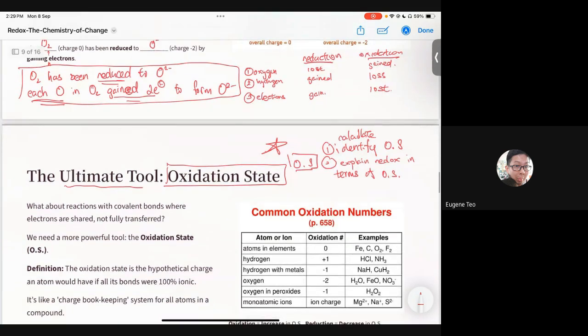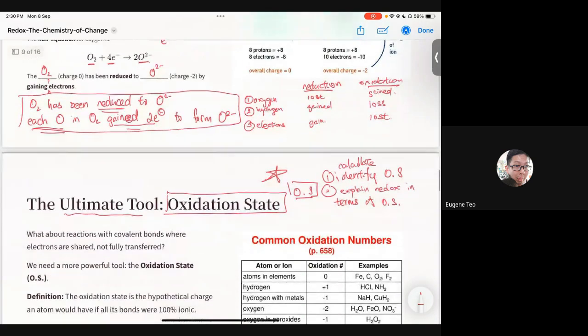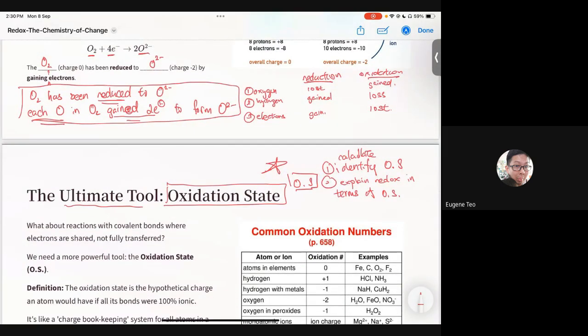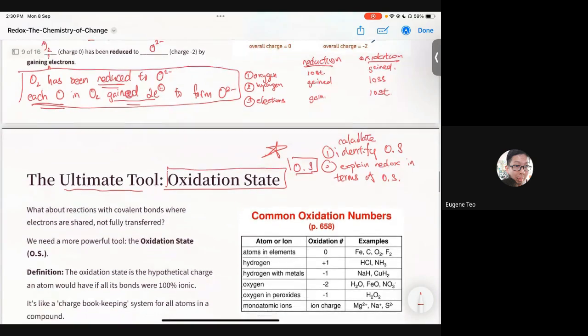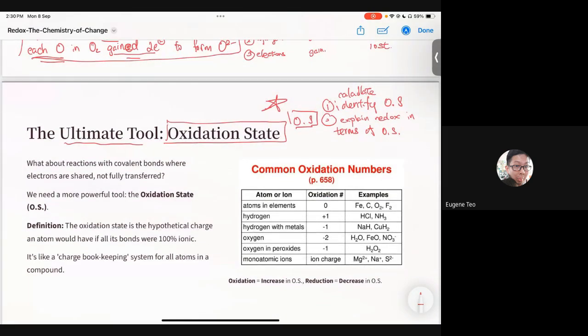Okay, so let's look at this now. Just now you realize all the reactions that we have done are generally all ionic equations. But what if they are covalent, where they are shared, where you can't really calculate electrons, and when you look at the oxygen and hydrogen, it doesn't really work out that well. So the last one, which is oxidation state, works for all. Take note, for all redox reactions, you can always use oxidation state. I say again, for all your equations, you can use oxidation state to calculate.